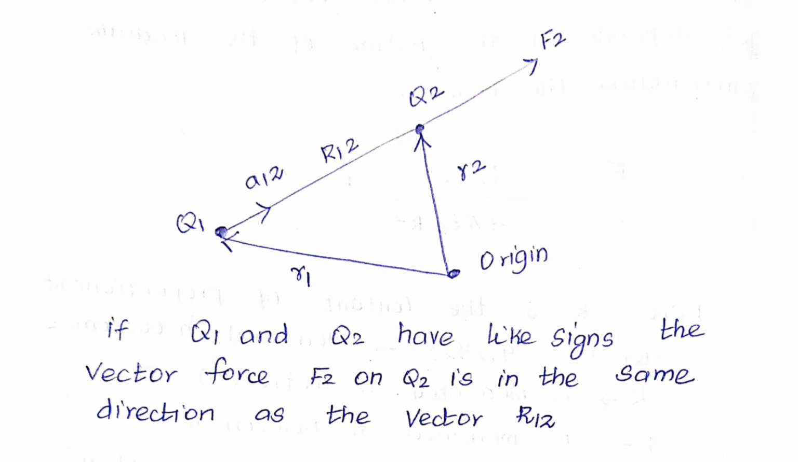See, this is Q1 that is located at the distance R1 from origin. Here this is R2, Q2. So what is R12? That is R2 minus R1. What is A12? Unit vector directed from Q1 to Q2. So this is the force on Q2. If Q1 and Q2 have like signs, the vector force F2 on Q2 is in the same direction as the vector R12.